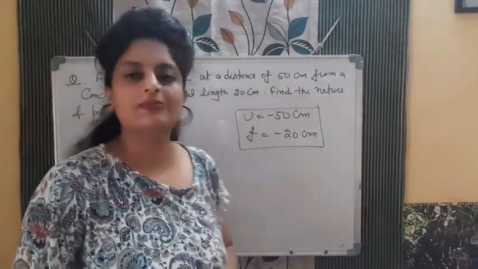Nature तो तुम्हें पहले ही समझ में आ जाना चाहिए. It is a diverging lens. It is always virtual and erect. उसके केस में real possible ही नहीं है. So what is the answer? The image का nature कैसा होगा? It will be virtual and erect.